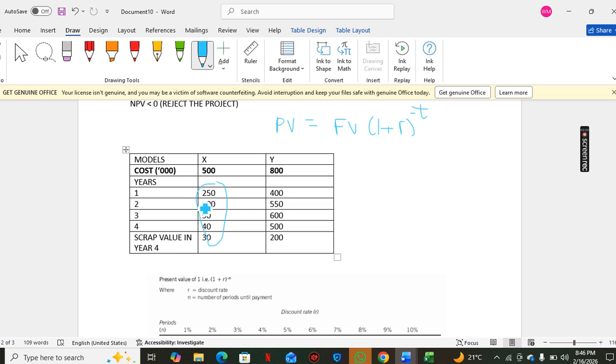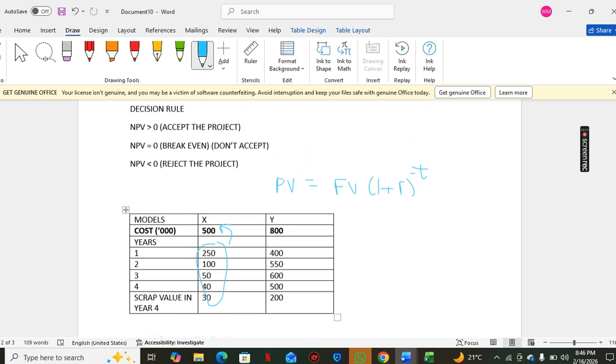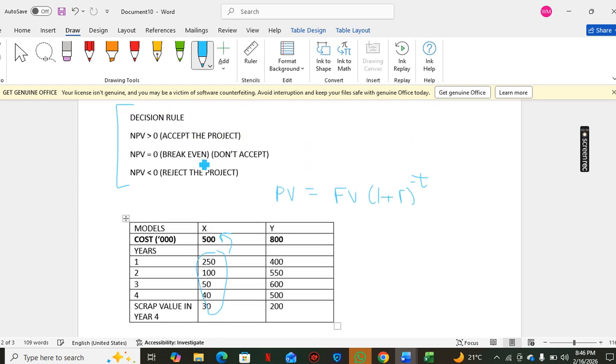And then we'll compare it against this cost, to see were the returns greater than the cost, or was the cost more than the return? And this is the decision rule for the net present value technique. If your net present value is greater than 0, it means when you subtract the costs and the returns, you get a positive value. Then you accept the project. A positive net present value represents a profit.